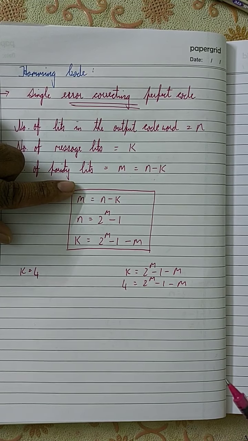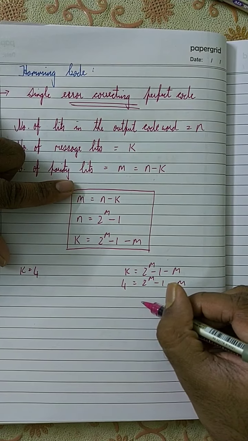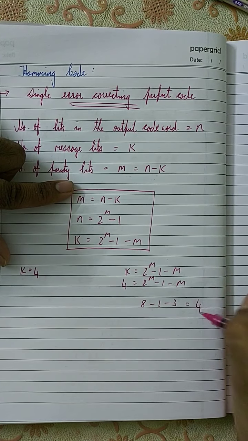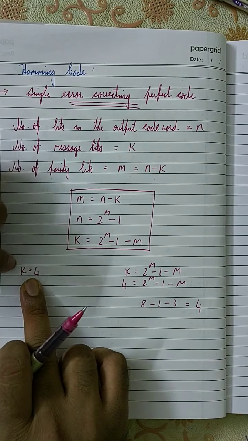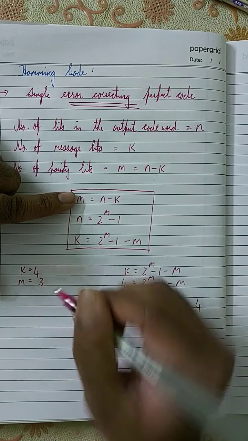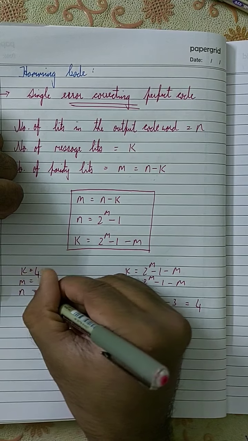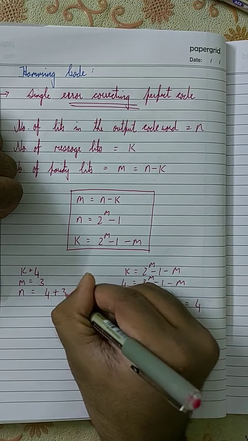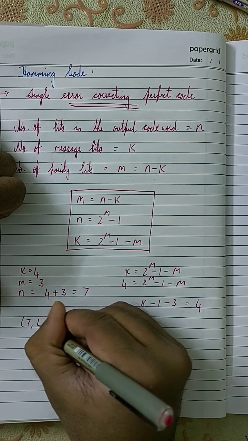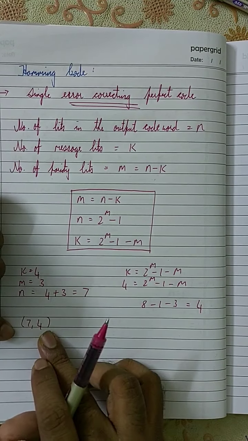So how about if I put M is equal to 3? That's interesting. If I put M is equal to 3, I will get 2 raised to 3, that is 8, minus 1 minus 3, which is equal to 4. Which means if the number of input bits is 4, then the number of parity bits must be equal to 3. Therefore, the number of output bits must be equal to 7.